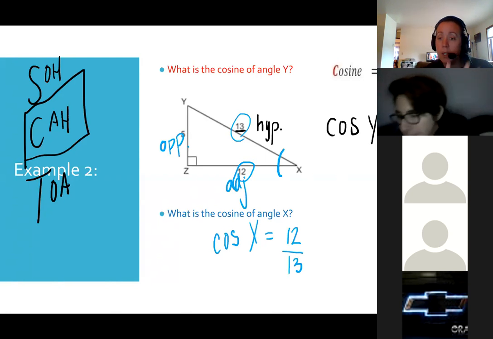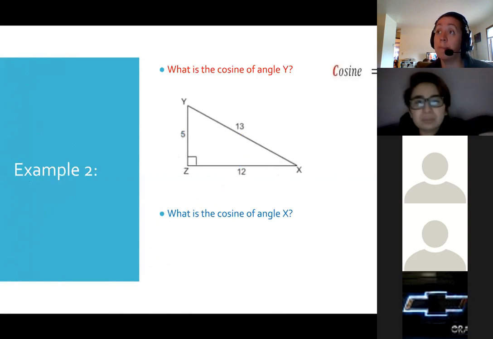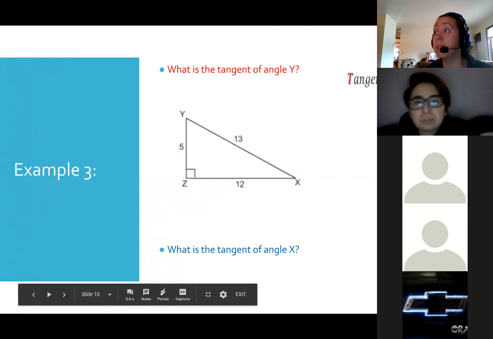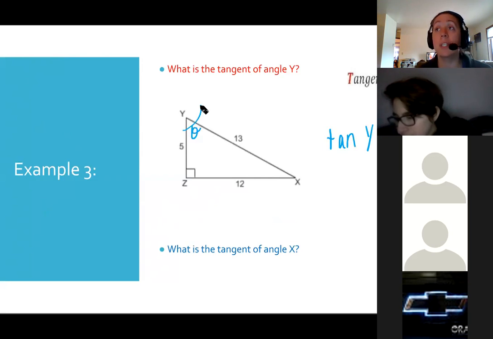So go ahead and clear your hands off. What I would do is I would label your triangle whenever you start this. I would label it. So now we're going to do tangent. So we're going to focus on angle y, tangent of y. Y is our theta, our focus angle there.